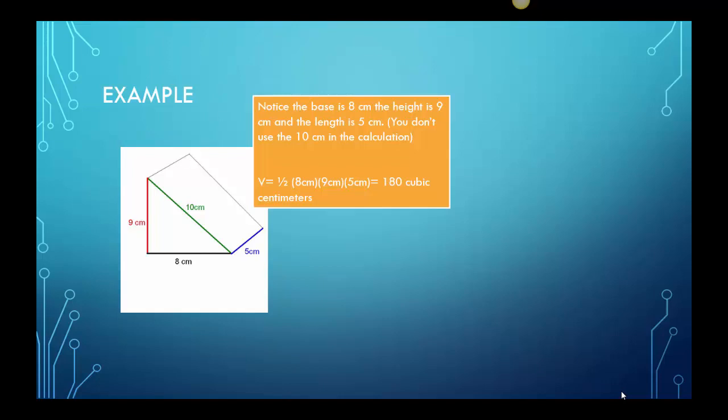So the volume would be 1/2, because we have a triangle. So I'm doing base times height: 1/2 the base 8 times the height of 9, and then the length that it's running is 5 centimeters. When I multiply that together, I get 180 cubic centimeters.